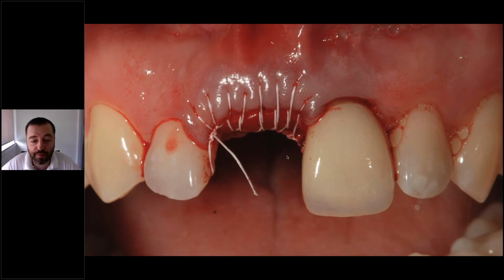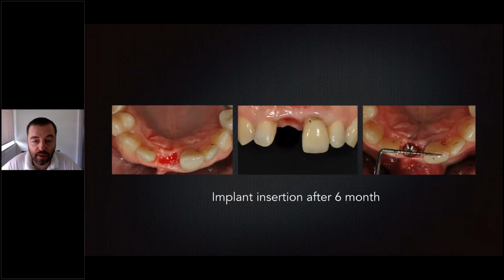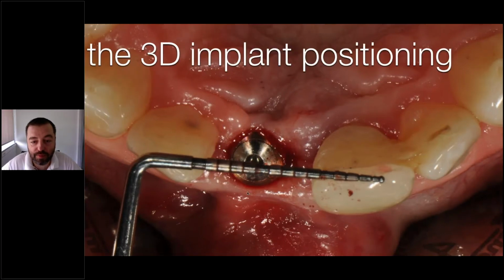The situation is stable. After 6 months, we measure, and this is the healing. Of course, we lost a little bit because of the bone of the adjacent tooth, and we have decided to change both the crowns in the future. So we inserted the implant flapless, respecting, of course, rules that we know for 3D placement.